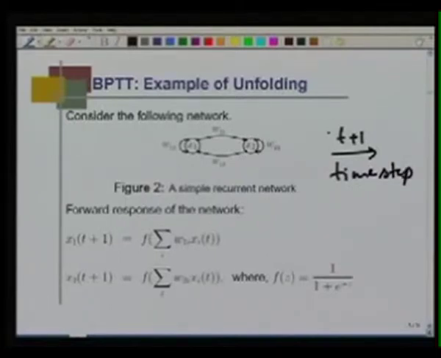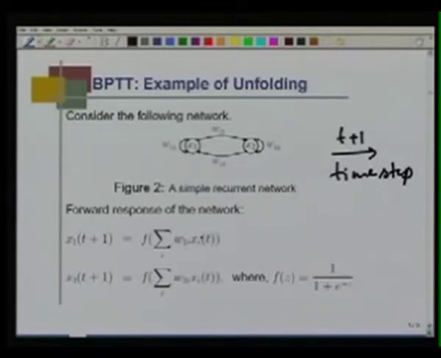t is a numerical integer, okay. So, t is 0, 1, 2, 3, 4, 5 like that. So, this is time step. In discrete dynamics we do not represent t in terms of absolute time, it is in terms of time step. So, x1 t plus 1 is a function of w1i xi t.